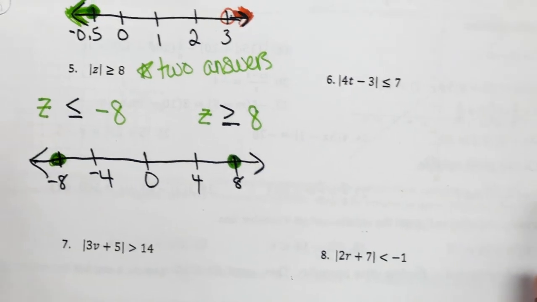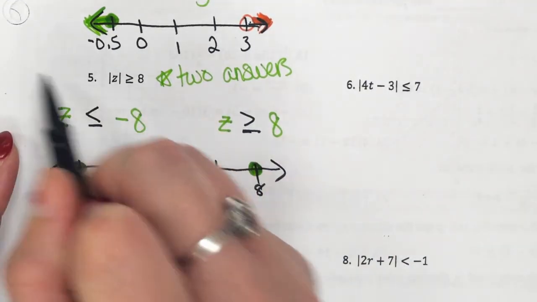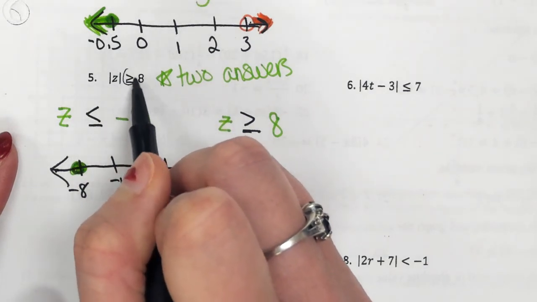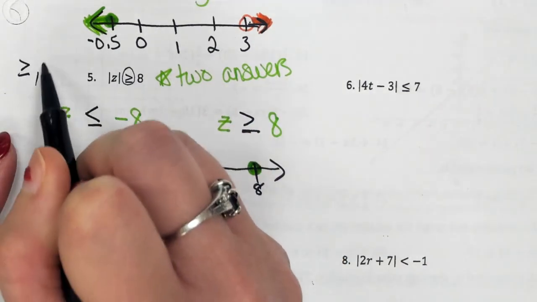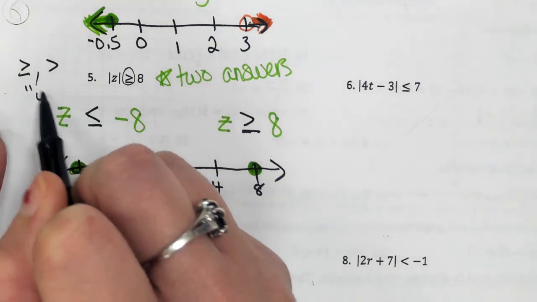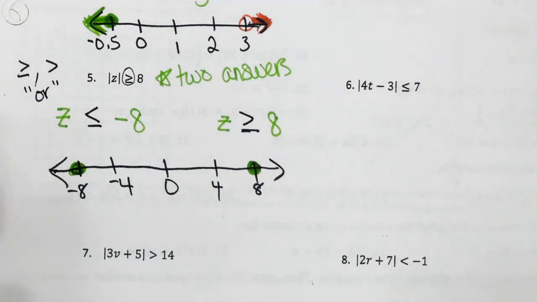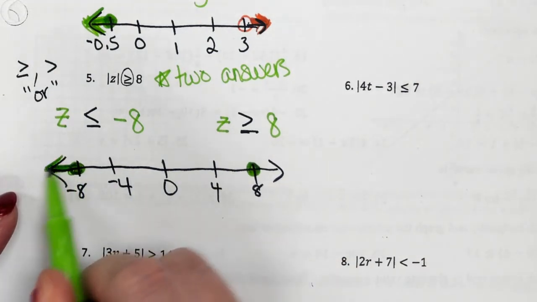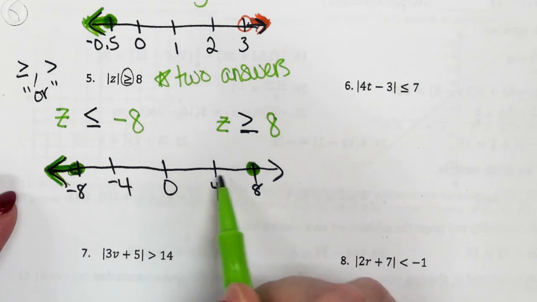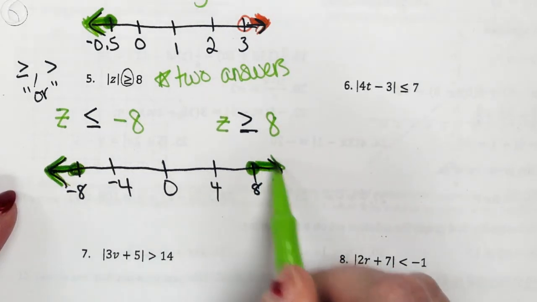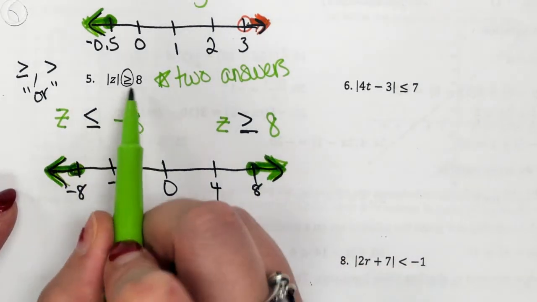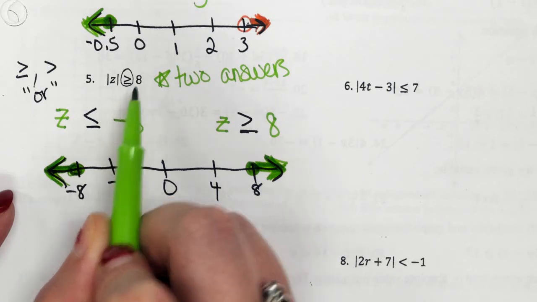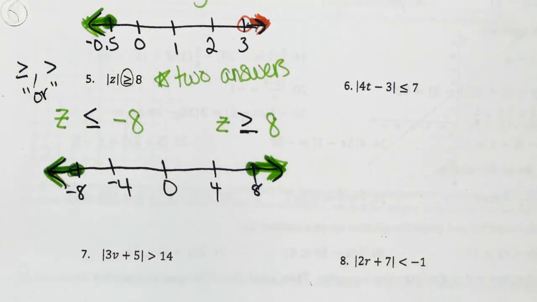And one thing that you need, I forgot to write this up here. Since this sign right here is a greater than or equal to, and greater thans are OR problems, okay? Those are OR problems. And where do OR problems shade? Away, there you go. So we're going to shade those away. So as soon as you see that greater than sign, you're going to know it's an OR problem. Y'all okay? Alright, cool.